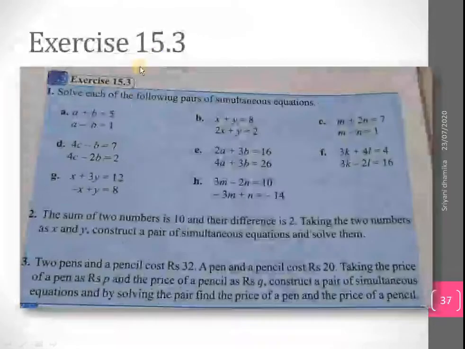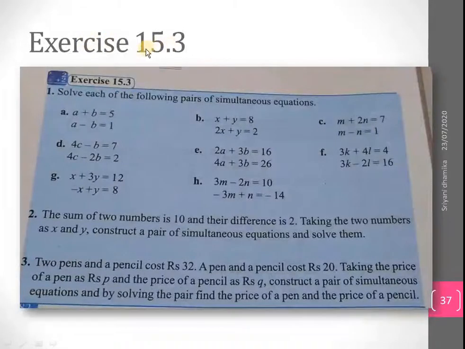Now next we will move to exercise 15.3. See the first question.